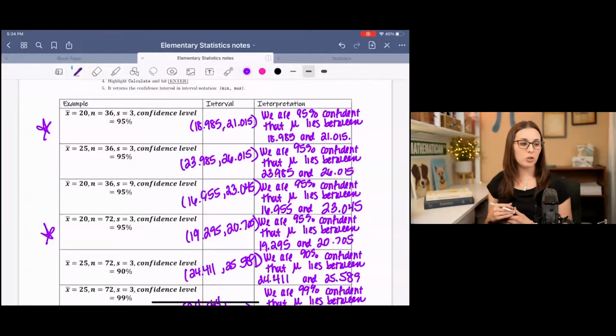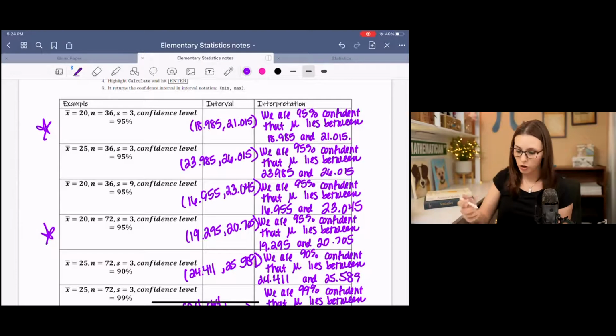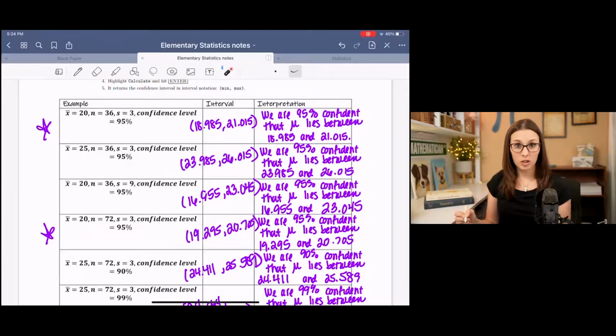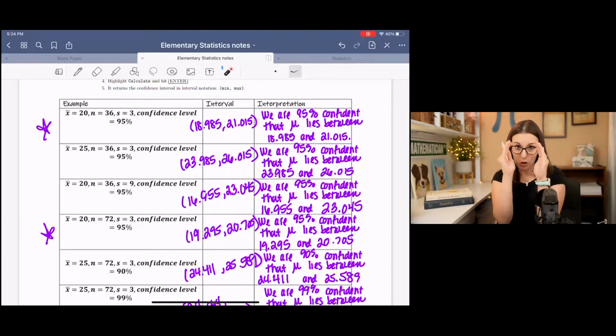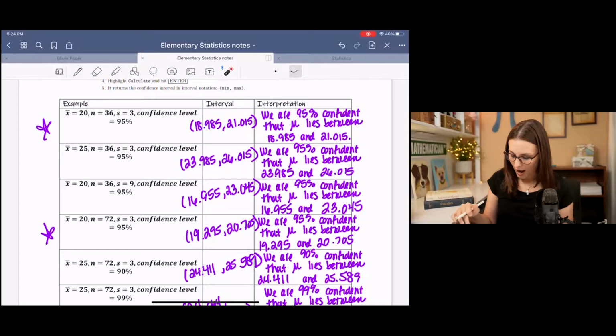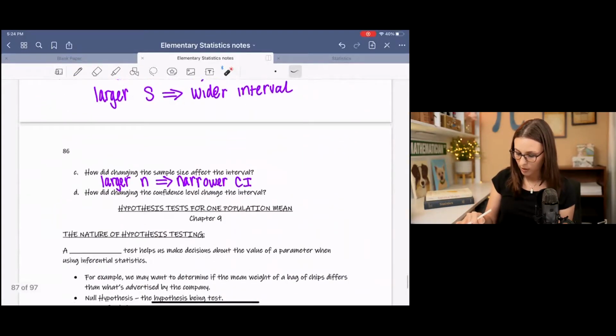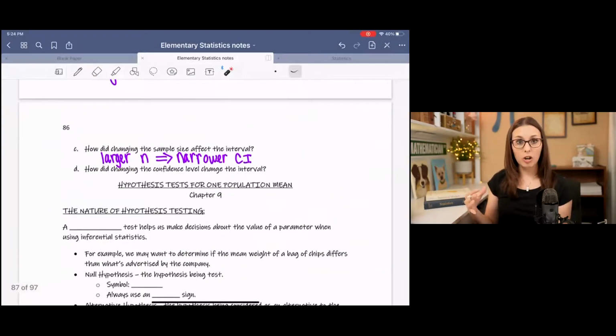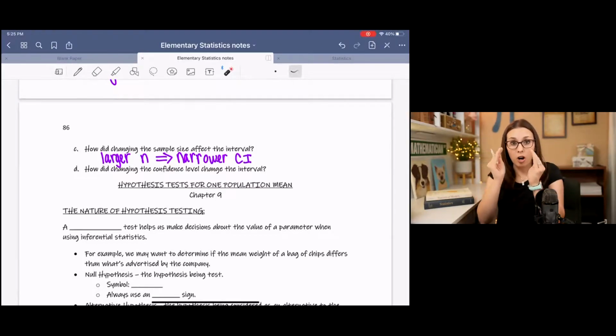If we compare these two, when n is larger, what happens to our confidence interval? So we went from 18 to 21 to now 19 to 20. So it's shrinking in. So as n gets bigger, as sample size gets bigger, our confidence interval gets smaller, which means that we're narrowing in on estimating that population mean. So the more samples we gather, the closer we are to narrowing in on getting that true number.